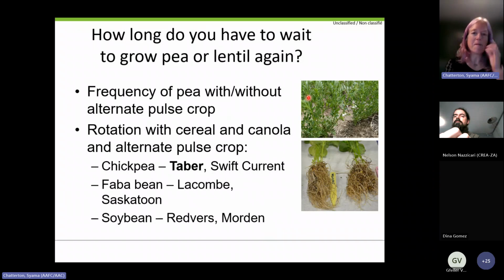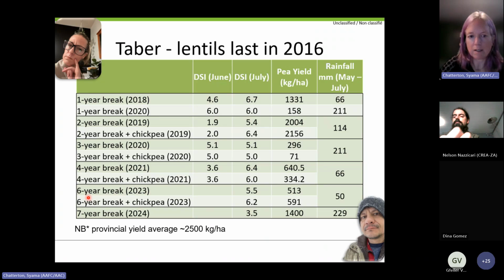And this is the last experiment I'm going to talk about, I've gone a little bit over time. We did this fairly large rotation study across 6 different locations, looking at how long of a rotation we needed with cereal and canola, and if we included an alternate pulse crop in those locations, how did that affect pea root rot? So we had chickpea in Tabor and Swift Current as our alternate pulse crop, faba bean in Lacombe and Saskatoon, and then soybean in Redvers and Morden. And I'm only going to show you data from Tabor because every location basically looked the same.